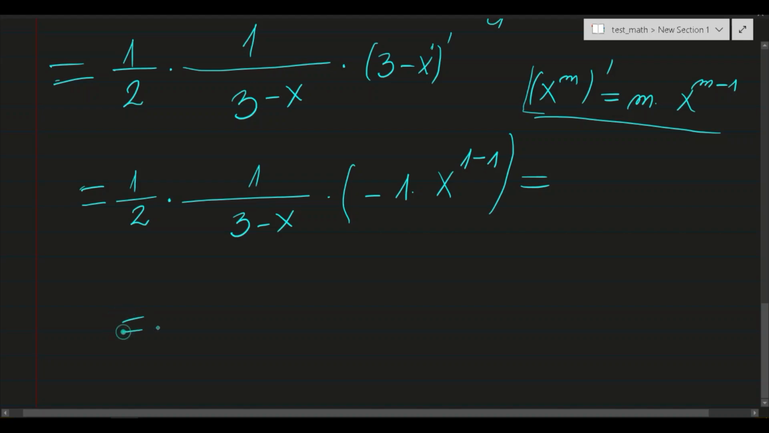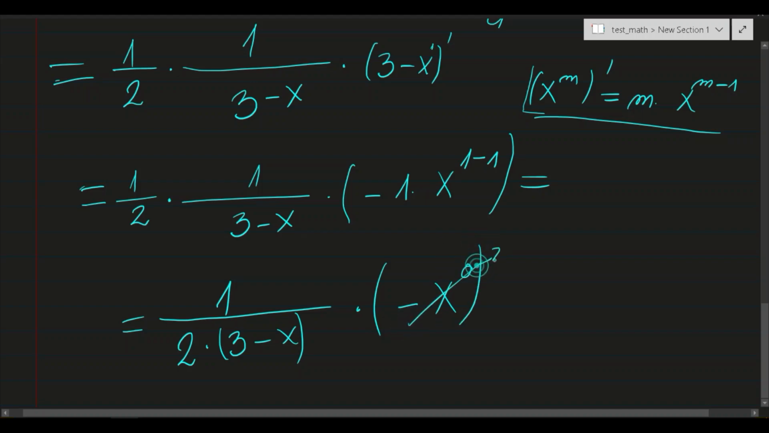Now we can multiply numerator with numerator and denominator with denominator. We have 1 multiplied by 1, it's 1. 2 multiplied by this 3 minus x, minus, here we have 1 minus 1 is 0. This all is 1. Here is plus, plus multiplied by minus is minus. We have 1 over 2 times 3 minus x.